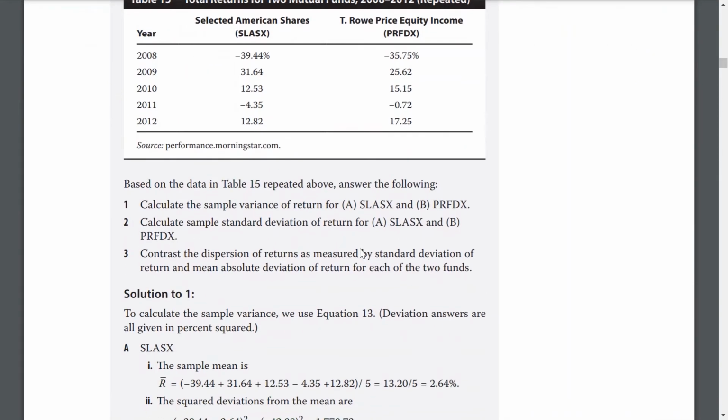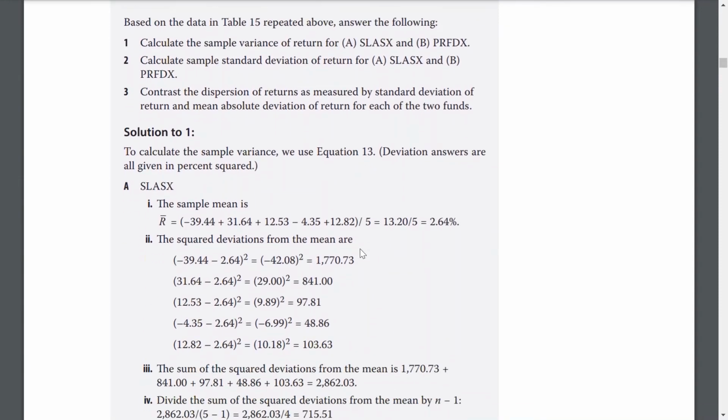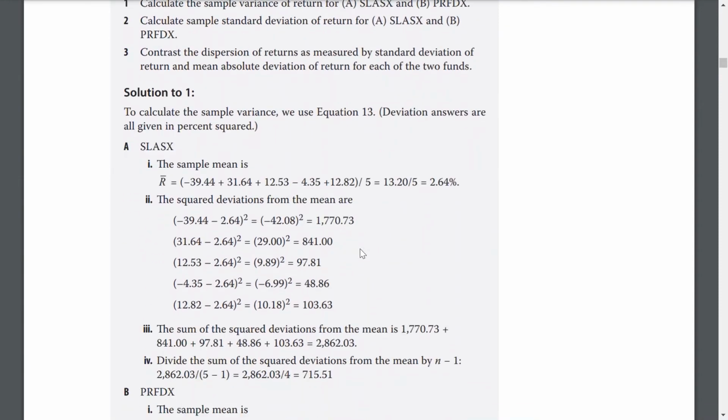Based on the data in table 15 repeated above, answer the following. Calculate the sample variance of returns for A, SLASX, and B, PRFDX. Calculate the sample standard deviation of returns for A, SLASX, and B, PRFDX. Contrast the dispersion of returns as measured by standard deviation of returns and the mean absolute deviation of returns of each of the two funds.